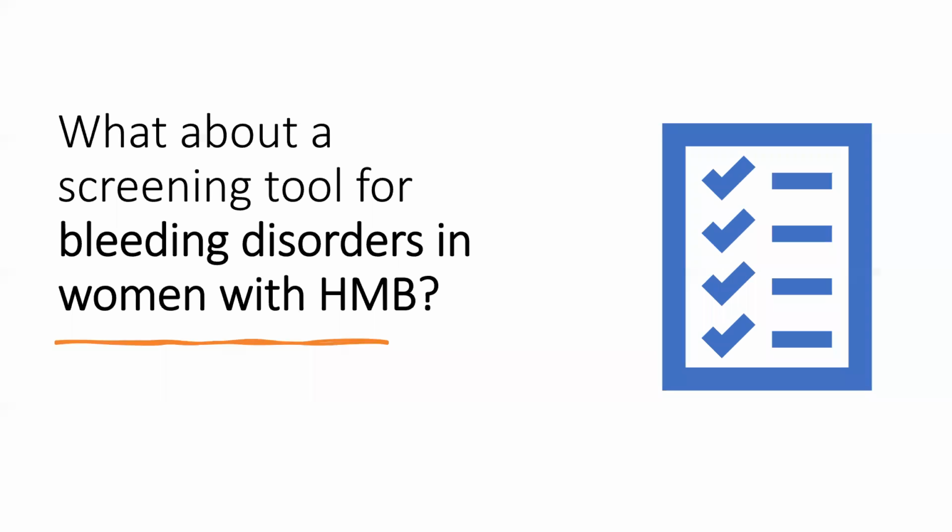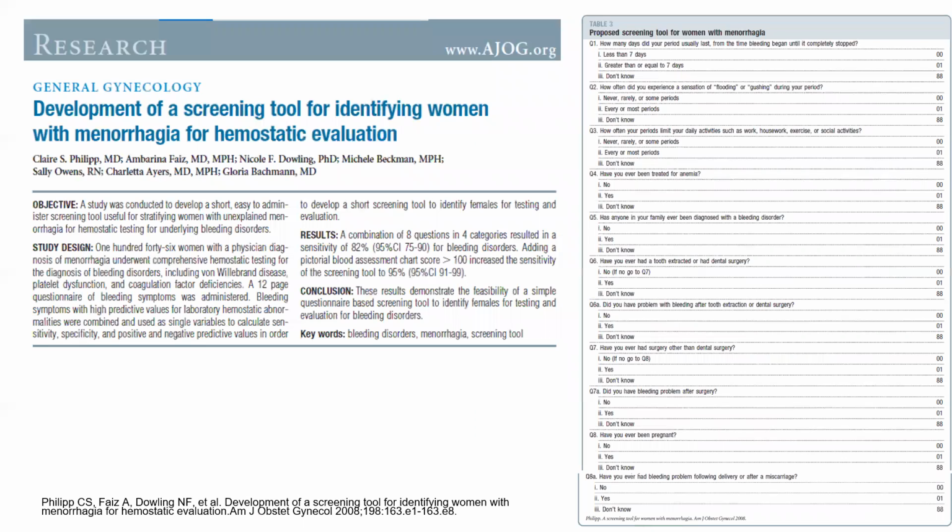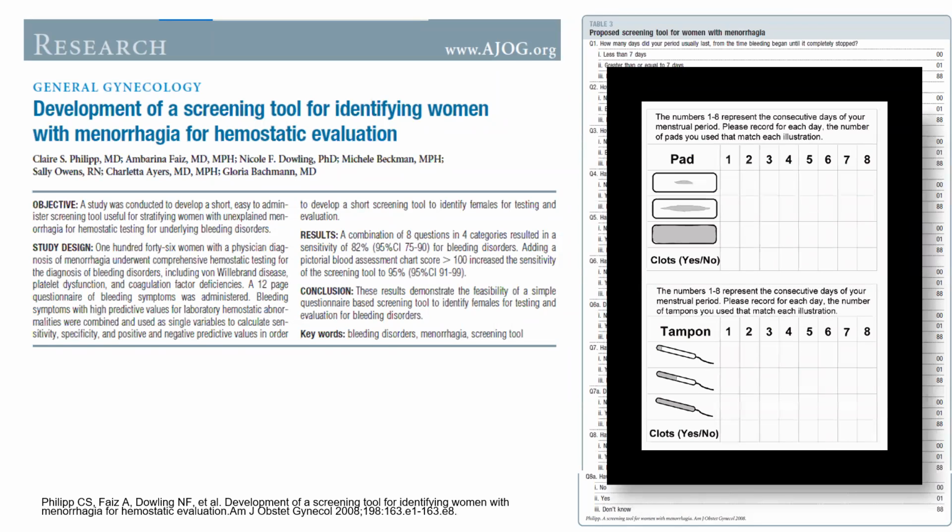And then I wondered, is there perhaps a specific screening tool for bleeding disorders in women with heavy menstrual bleeding? So what I could find was that on the CDC website, there is this 8-point screening tool. And this is for workup in patients with heavy menstrual bleeding to see if they perhaps have a bleeding disorder. And the tool is derived from a study from 2008 by Philip et al., where they developed this 8-point questionnaire, which had a sensitivity of 82%. However, they found that if they added a pictorial bleeding assessment chart, the sensitivity of the tool increased to more than 95%.